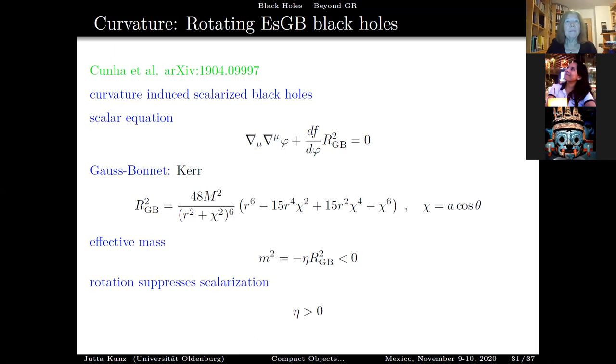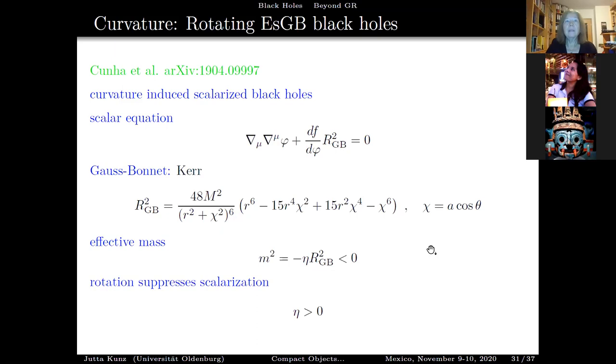Now, one would like to study what is happening for the rotating black hole. Is this also interesting? This has been done by Kunz and collaborators. So here, the Gauss-Bonnet term has to be considered with respect to Kerr. And so when we look at Kerr, we do have, in addition, this chi, which is a times cos theta. So this is what is entering here, and we see there are some terms with minus signs. We still do have certainly a negative effective mass, so we do have a scalarization, but we can imagine from these minus signs, which give us terms which increase with rotation, that rotation is going to suppress scalarization.